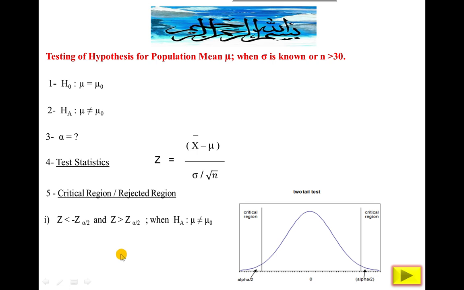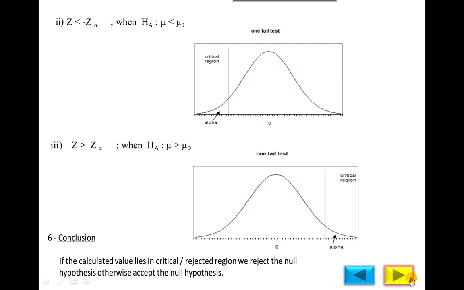Second option of the critical region, for less than and more than: less than will be minus z alpha, there is no division by 2, same as the t-test. This is the diagram for less than and more than, with the critical region, the rejected region, on the right hand side. Conclusion is the same as previous: if the calculated value lies in the critical region or rejected region, we reject the null hypothesis, otherwise we accept the null hypothesis. So there are 6 steps, same as the previous topic. Now we will solve a question.